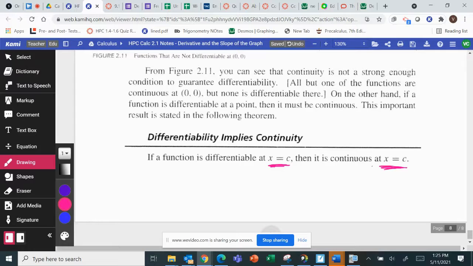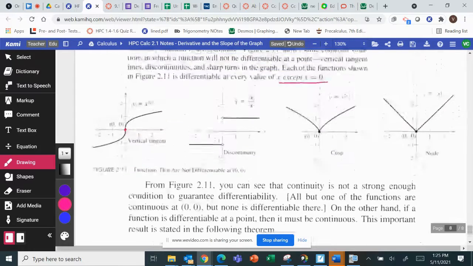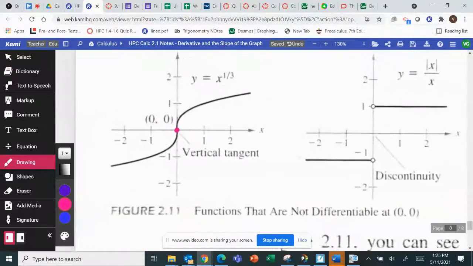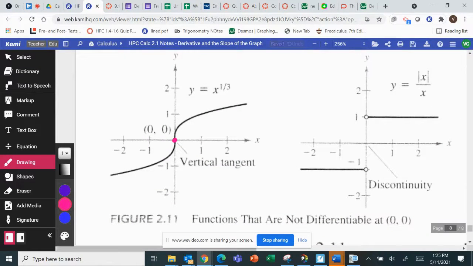In part of your assignment for this, you're going to be given a picture. For this first example, if you were given that picture, you would say it's differentiable at all values except x equals 0, and it'll ask why, and you'll say because there's a vertical tangent there. So you have these 4 examples to look at, and there will be pictures in your assignment.